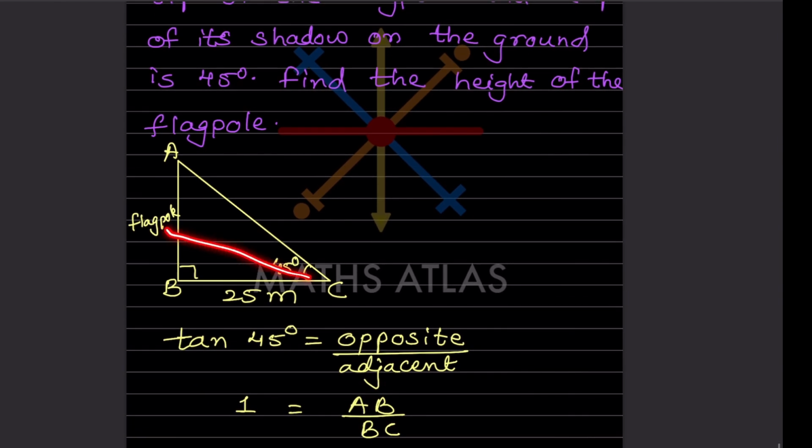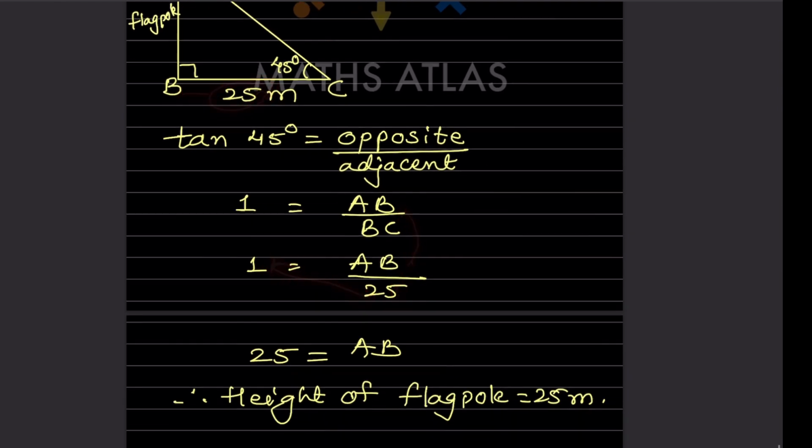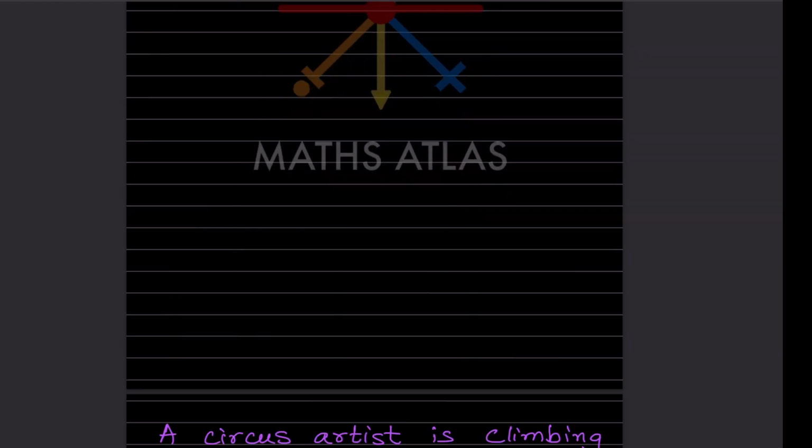So now again we can see this is the opposite one, and this is the adjacent one. This is the angle. So now where do we get opposite and adjacent? In tan. So we can write tan 45, because this is the angle, opposite by adjacent. So tan 45 is 1. The opposite is AB, and the adjacent is BC. So now what can we write? 1 equals AB by BC. We don't know AB, but we know BC, that is 25. When you multiply this, you get 25 is AB. So the height of the flagpole is 25 meters.